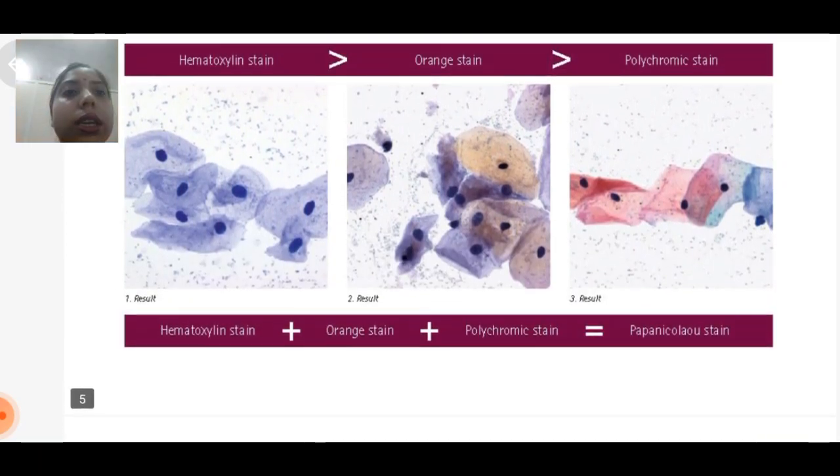Now here are the diagrams for the stains. Here you can see in result 1, hematoxylin stain has given the nucleus a blue color. Then there is an orange stain in the second result, and a third stain which is polychromatic stain. That's why the stain is also known as polychromatic dye.